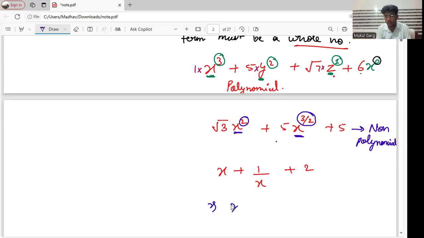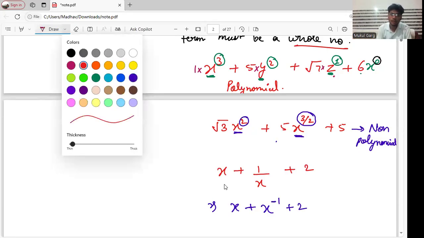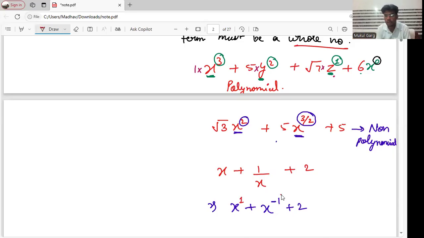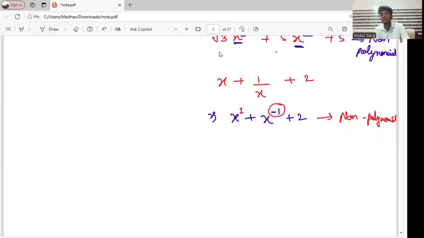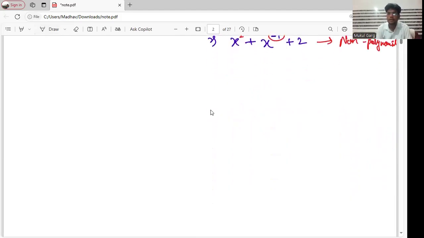Now the second one, we need to simplify this. 1 upon x can be written as, if I just take the reciprocal, the exponents will turn negative. Here you will see x to the raised power 1 is a whole number, but in the second term again you can see -1 is not a whole number, so yes, it's not a polynomial. I hope this is clear for all of you. ये सीखने पड़ेंगे आप लोगों को, बोर्ड्स में अच्छे क्वेश्चंस आते हैं based on that. Okay, now let's do some questions.